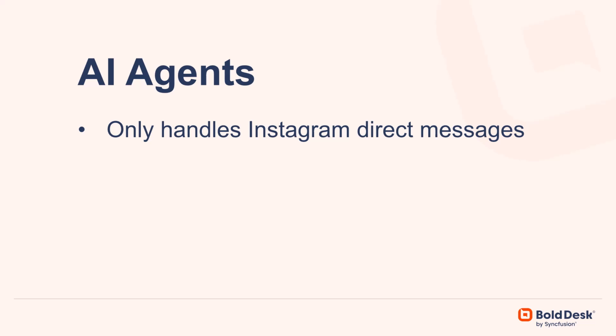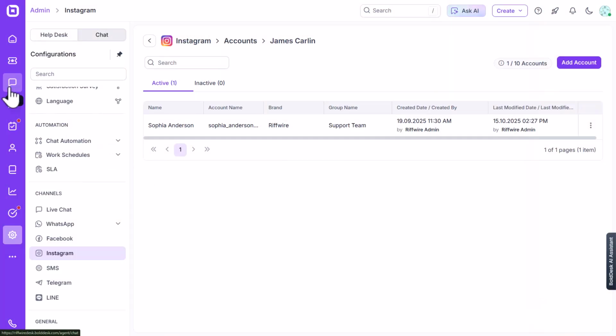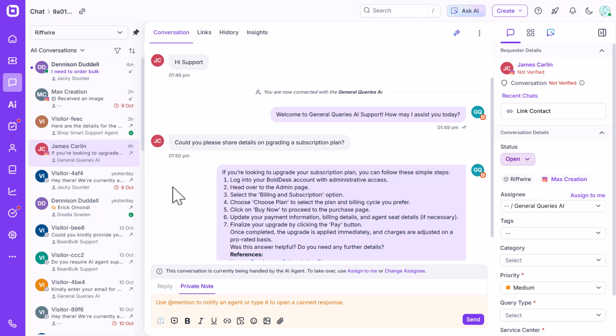It is important to note that the AI agent only handles Instagram direct messages. It does not respond to stories or comments. Each Instagram account can be mapped to only one AI agent. Now, when a customer starts a conversation in Instagram, the AI agent will automatically join and respond to the customer query, ensuring quicker replies and more consistent support.